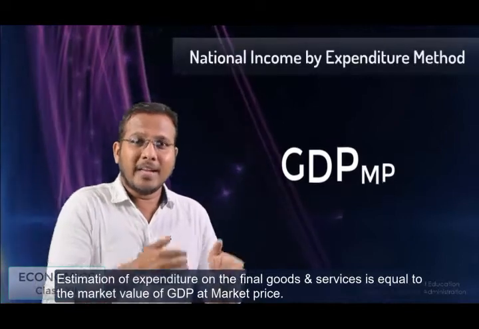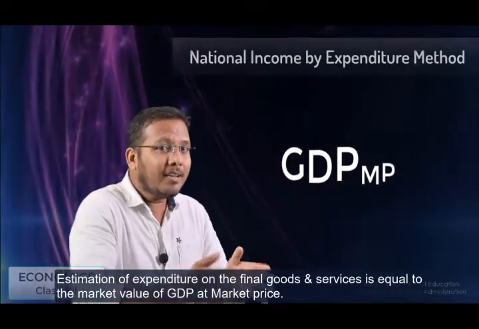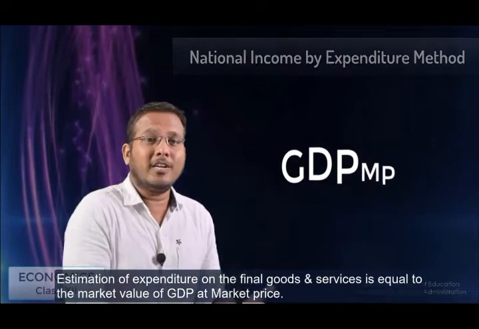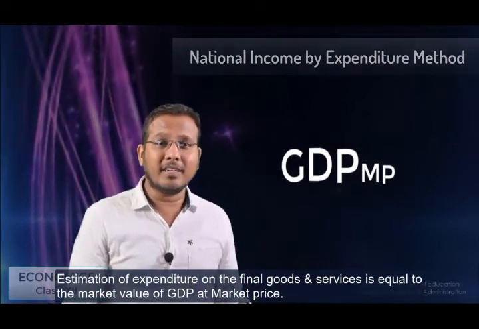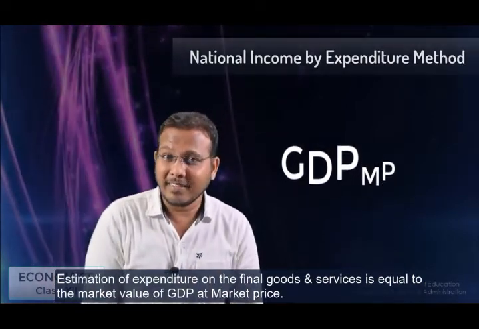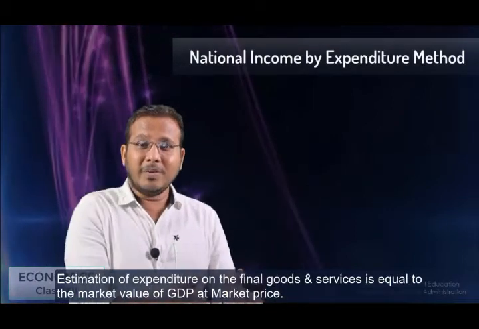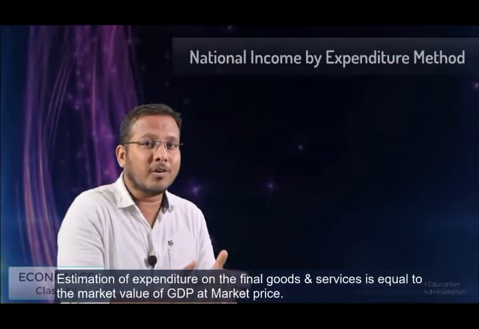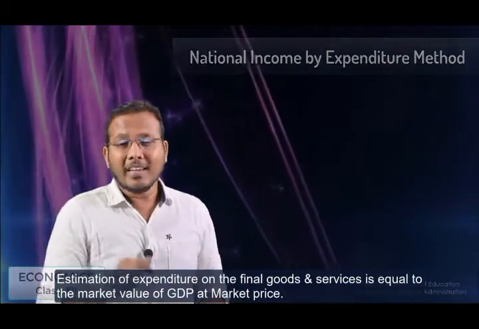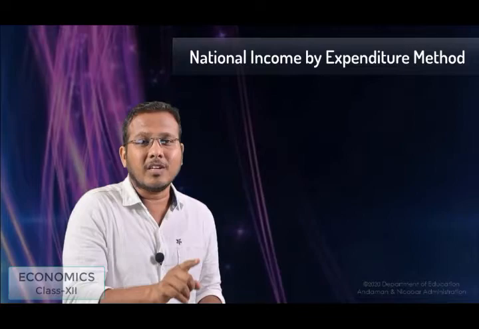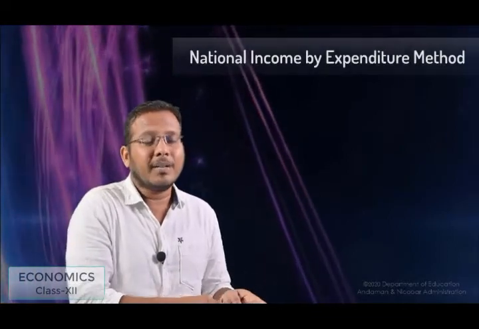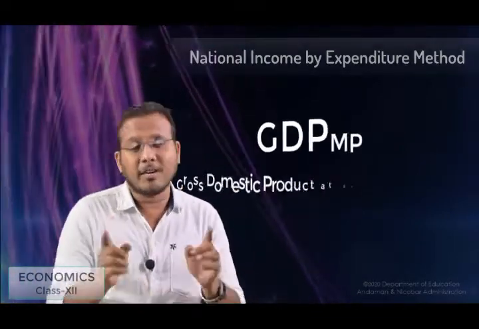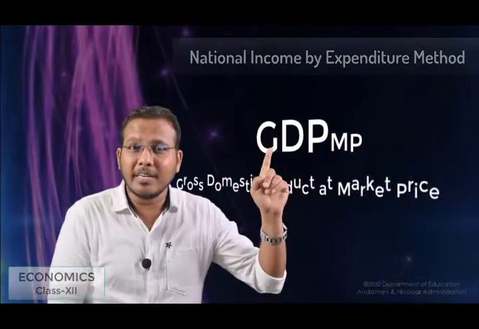And here also it is the same thing. The income which is being earned is being spent on the purchase of goods and services, that is the expenditure. In this way we can say that the market value of GDP will be exactly equal to the expenditure on the purchase of final goods and services. So when we calculate the national income or the domestic income through the expenditure method, the base value which we derive will be equal to GDP at market price, as we have studied in the product method.